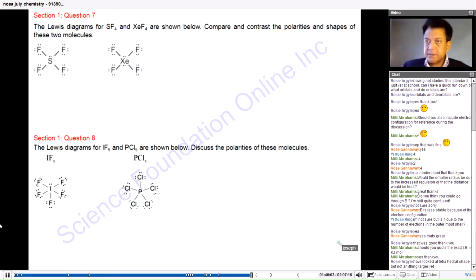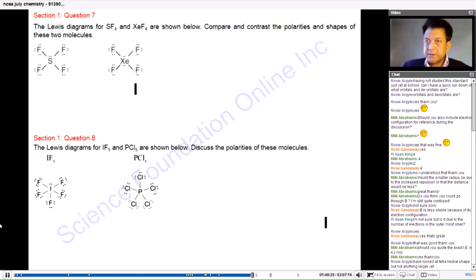I've looked at tetrahedral shapes, but not anything larger yet. Okay, because the tetrahedral shape, don't forget, was in your level 2 work. So this is an extension of that. Good. So I think you'll be able to follow it without too many difficulties. The others seem to have done that.